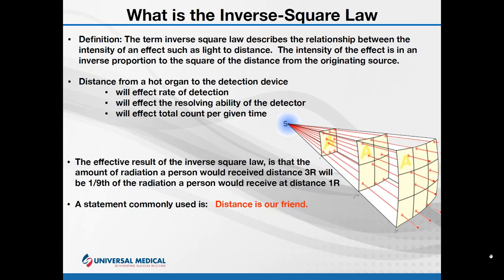This effect does have an effect on us as service engineers and on patients. When we're dealing with patients, the distance from the localized source to the detection device is going to affect many things. It's going to affect the rate of detection, because as I get further away, rays spread out, they miss the collimator, they don't get detected. It's going to affect the resolution of the structure that we're dealing with.